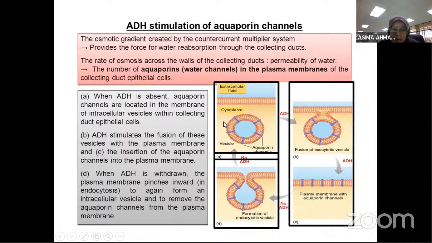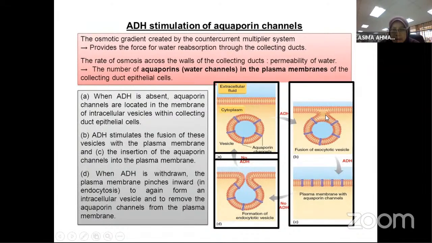This reminds me of what process? What process is this, when this vesicle moves from the inside, from the cytoplasm? Exocytosis, very good. So these vesicles then move toward the plasma membrane and fuse with the membrane here, therefore adding these aquaporins to the plasma membrane. So you can see here, it fuses with the plasma membrane, adding the aquaporins to the plasma membrane.